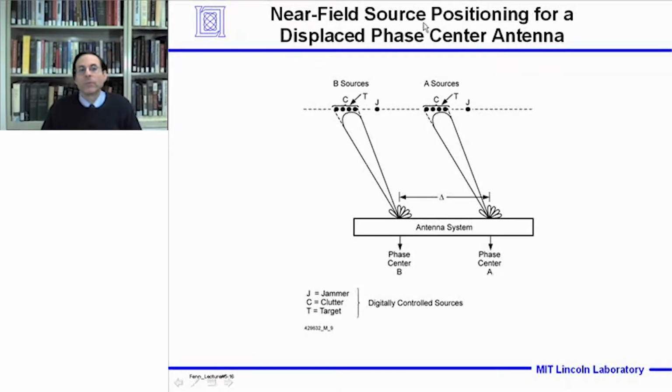Now this slide shows a near-field source positioning for a displaced phase center antenna. Here's the large DPCA antenna system with two phase centers. What we want to do is have a set of digitally controlled sources in an anechoic chamber, preferably, such that we distribute a number of sources on the main beam, making it look effectively like radar clutter. We would embed a target signal here as well, and then we'd place a jamming source in the side lobes of both phase centers. So there's two sets of sources, a set of B sources and a set of A sources, corresponding to each of the phase centers in the adaptive antenna system.